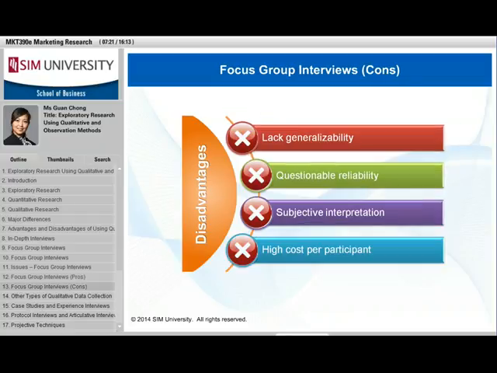The major weaknesses are inherently similar to those of qualitative methods, including the inability to generalize results, questions of data reliability, subjectivity of interpretation, and high cost per participant.